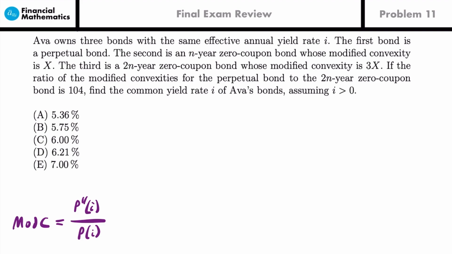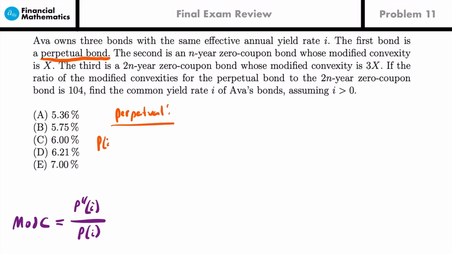for those cash flows. So what we're going to have to do to set up the modified convexity for each bond is represent each bond with a present value or price function, and then take the derivative twice and set up the modified convexity calculation using those 2 functions. All right, so we have a bit of work to do here, so let's get started. Let's begin by looking at the perpetual bond. For the perpetual, what would our present value or price function look like?